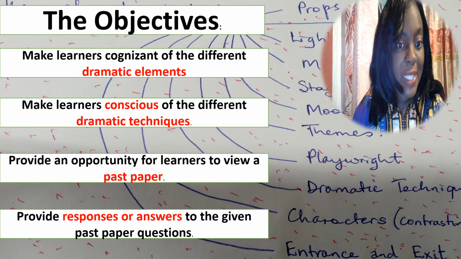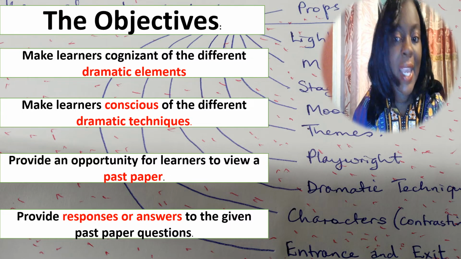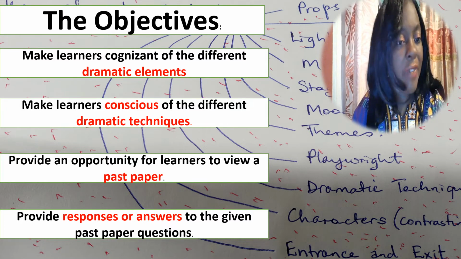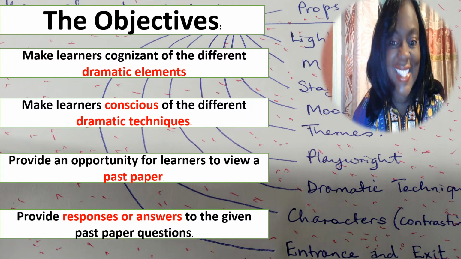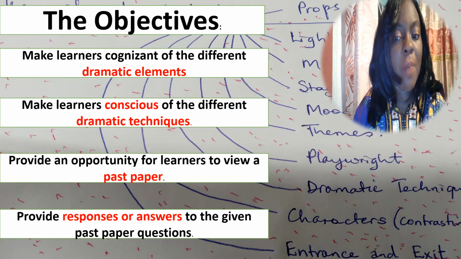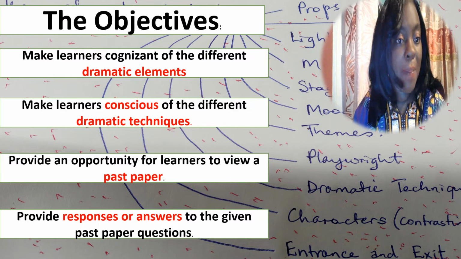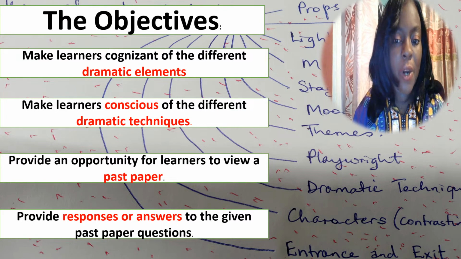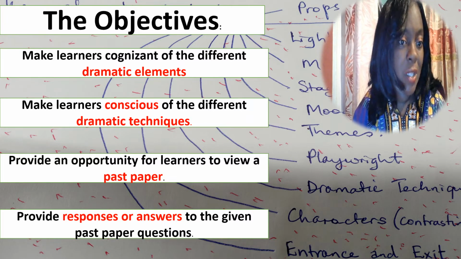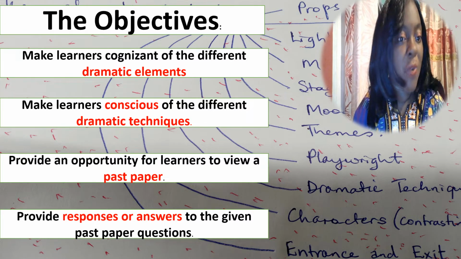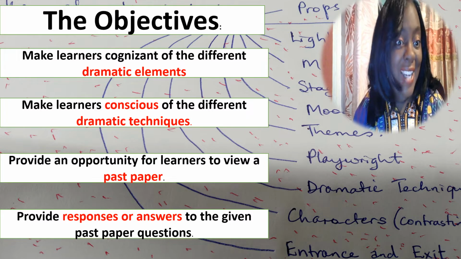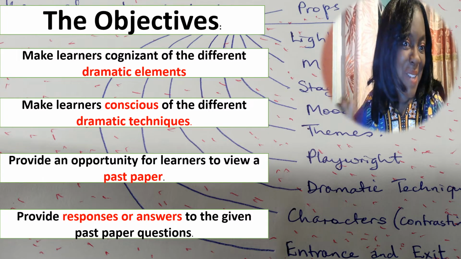Objectives of this presentation are as follows. One, to make learners cognizant of the different dramatic elements. Two, to make learners conscious of the different dramatic techniques. Three, to provide an opportunity for learners to view a past paper. And four, to provide responses or answers to the given past paper questions so that students may be able to rank their performance. Are you ready? Let's jump right in.